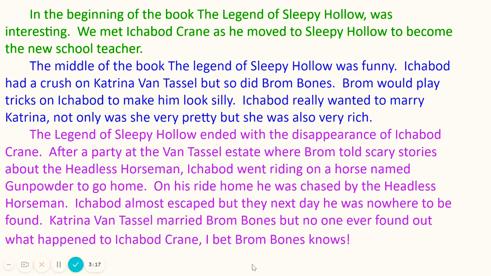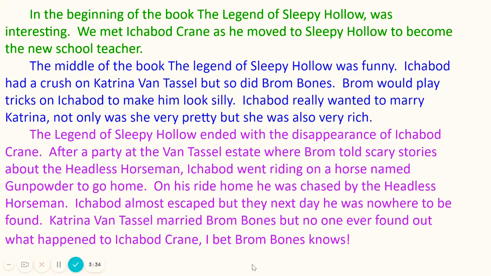The blue one. In the middle of the book, The Legend of Sleepy Hollow was funny. Ichabod had a crush on Katrina Van Tassel, but so did Brom Bones. Brom would play tricks on Ichabod to make him look silly. Ichabod really wanted to marry Katrina. Not only was she very pretty, but she was also very rich.